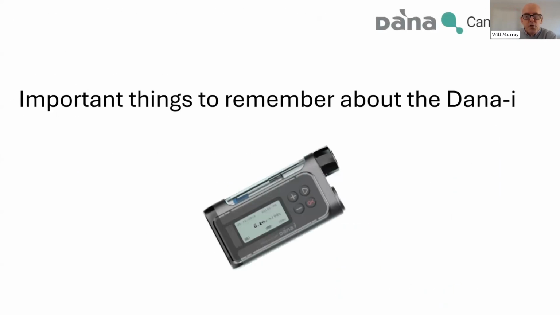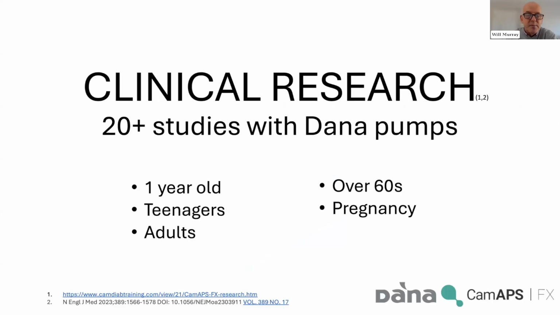So moving on, just a few important things to remember about the Dana I insulin pump. Obviously, we're very proud of the fact that it was used predominantly, the vast majority of studies over the last 10 or 15 years were using Dana pumps with CamAPS. It's licensed from 1 year old up to over 60s, and obviously the focus for today is pregnancy. And uniquely, the algorithm is the only licensed algorithm in pregnancy.